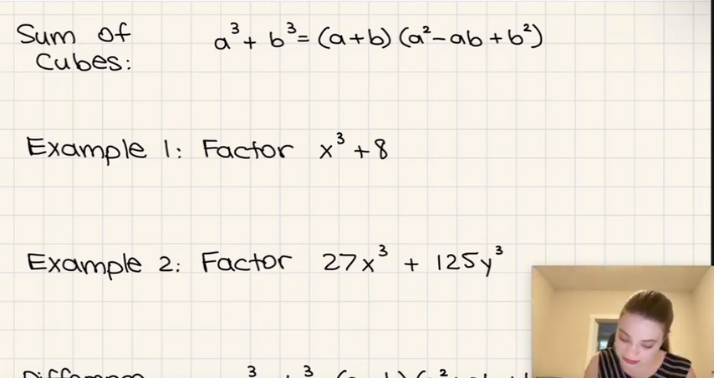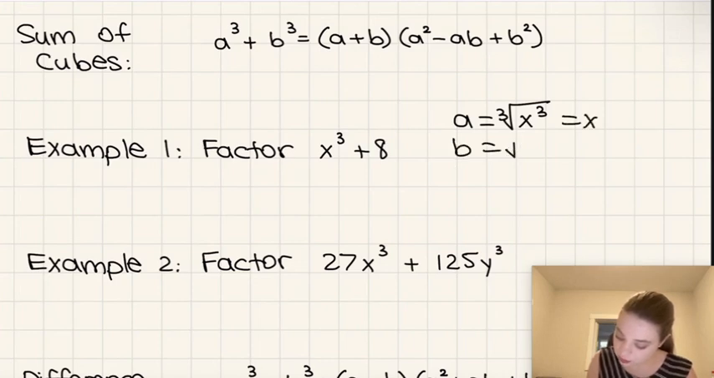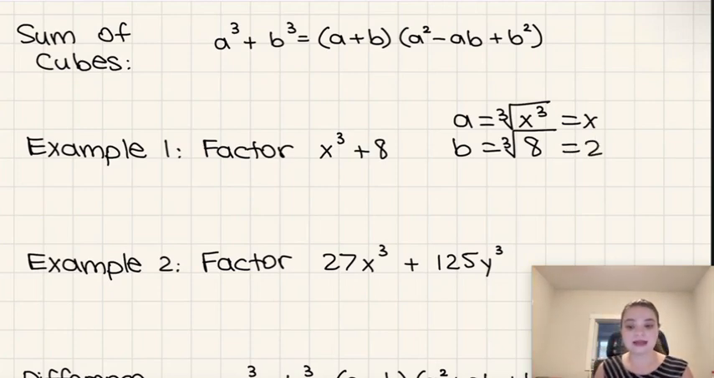So a is going to be the cube root of x cubed, which is x, and b is going to be the cube root of 8. Oops, not x, sorry, 8. And that's going to be 2. So therefore, a is x and b is 2 in this case. And so now all we have to do to factor this is we need to just plug in x for a and 2 for b, and there we go.